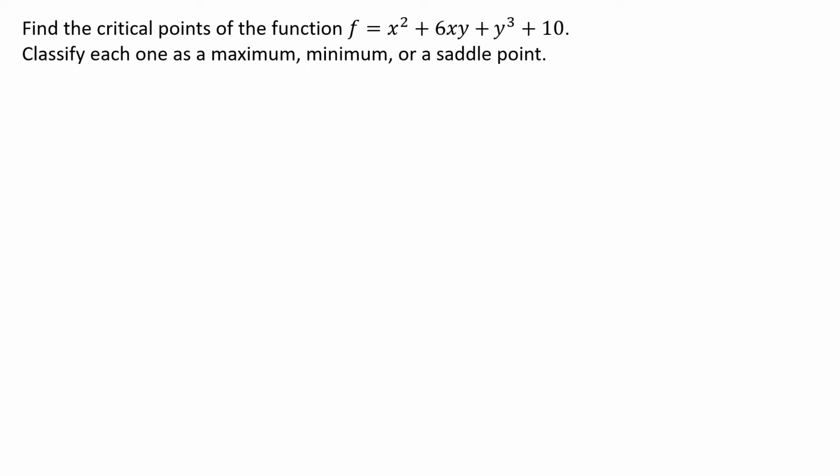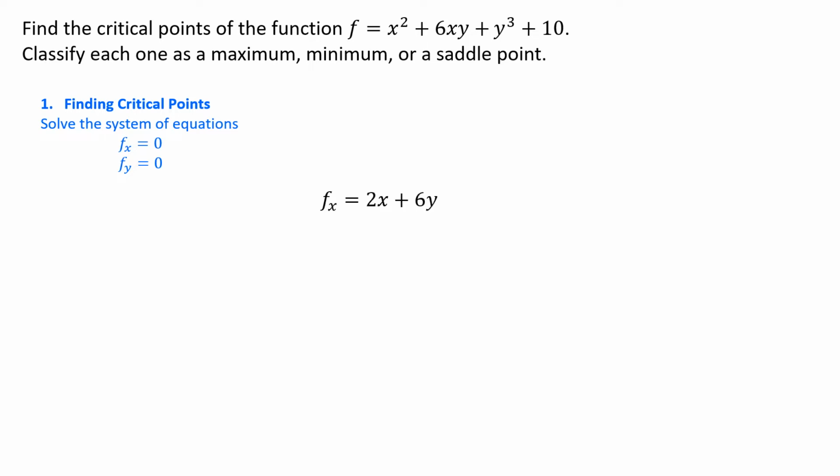All right, let's take a look at this problem. Here we're trying to find any critical points, i.e. maximum, minima, or saddle points that might occur in this surface graph of this function. So as usual, we find the critical points by setting the two partial derivatives to 0.